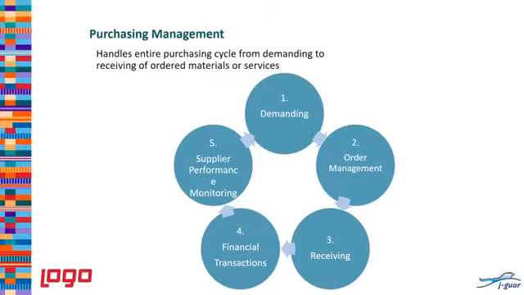Purchasing management is the next module in line. It handles entirely the purchasing cycle, which starts from demanding. That can come from material, that can come from the sub modules themselves, and at the end of the day you'll be procuring materials or services. As you can see, this is the whole cycle: demand into an order management, into receiving the goods and materials, then you will be having your financial transactions, and at the end of the day you'll end up with performance monitoring and evaluation of the suppliers.